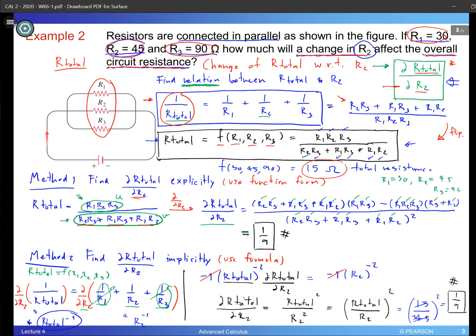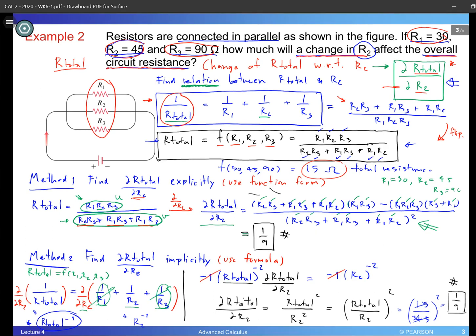Method 1 requires a lot of calculations. Look at all these terms right here. But if you work on this method 2 implicitly, you can arrive at this 1 over 9. I think it's easier to follow this method 2.